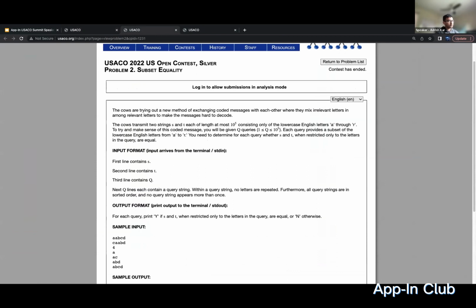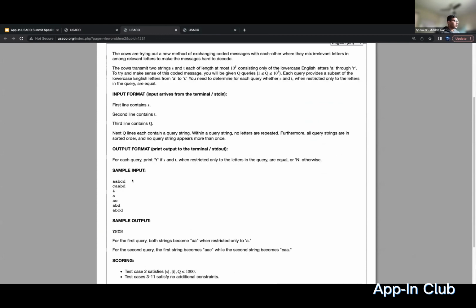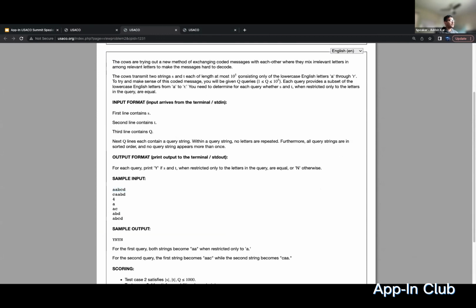Okay, cool. So the problem is Subset Equality, which was problem 2 of the USACO 2022 US Open Contest Silver. In this problem, we have 2 strings of length at most 10 to the 5, consisting of the lowercase English letters A through R.